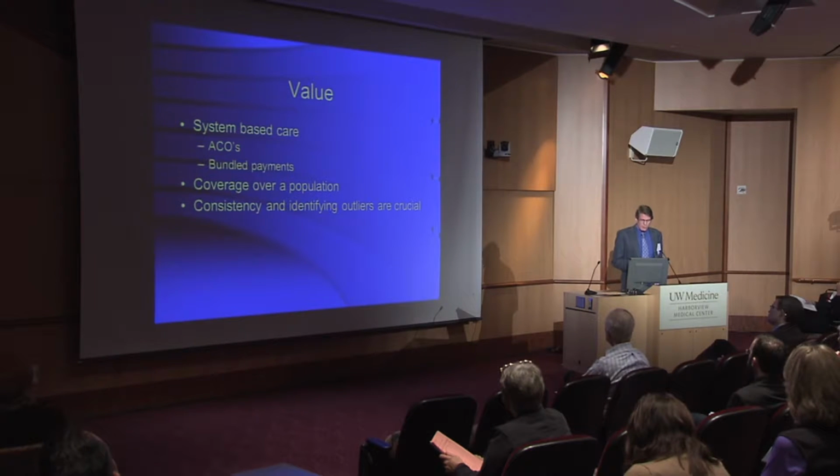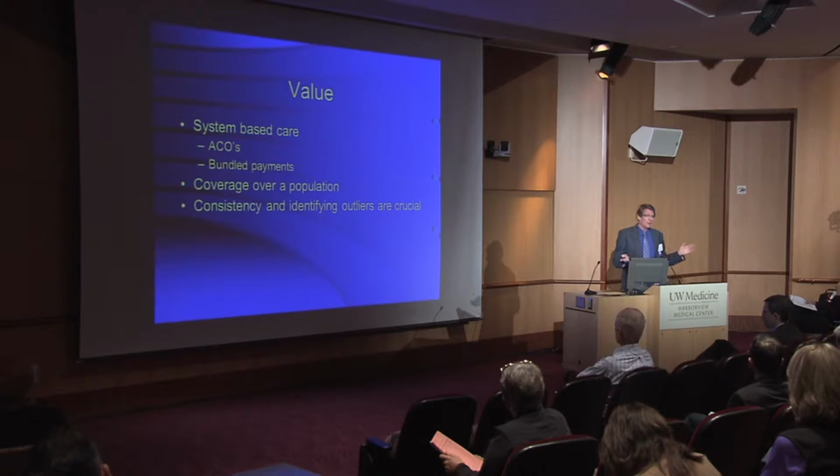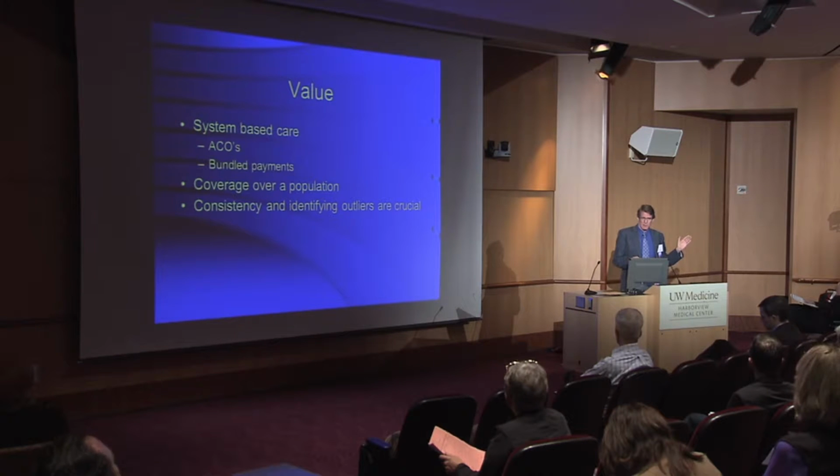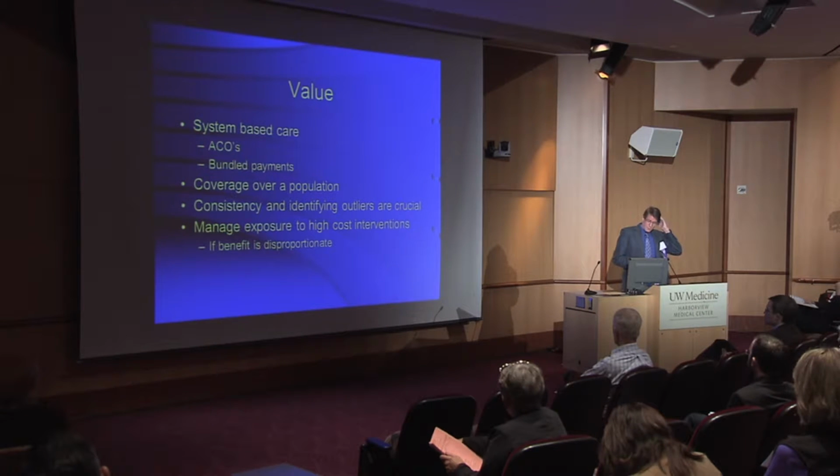When you get this model, several things become crucial. Consistency becomes crucial, right? Doing the same thing to the same patients with a very predictable outcome becomes crucial. And identifying outliers, another point Joe brought up. Outliers become a big deal when you're looking at populations. They account for an enormously disproportionate amount of cost. You also have to really manage your exposure to high-cost interventions, particularly if the benefit is disproportionate or if there's harm, right? So when you look at a population, you start looking at the data very differently, more from a 10,000-foot view than an in-the-weeds view.